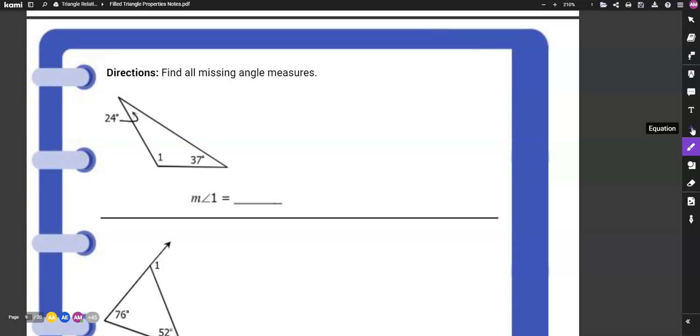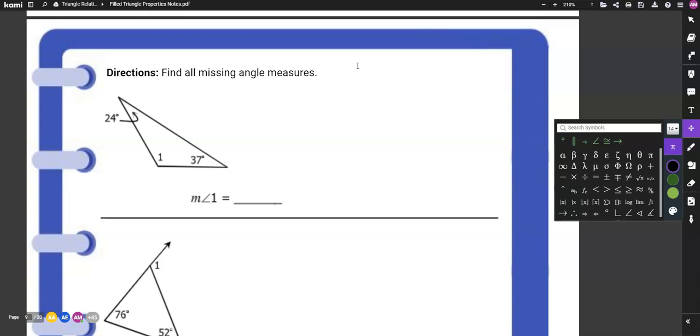All right, so let's do a little bit of practice. We're going to find the missing angle measures using the interior angle sum theorem. So we have an angle here of 24 degrees, an angle of 37 degrees, and it asks us to find the measure of angle 1. Well, the measure of angle 1 is going to be equal to 180 minus the other two angles, or we can say that the measure of angle 1 plus 24 plus 37 is equal to 180.